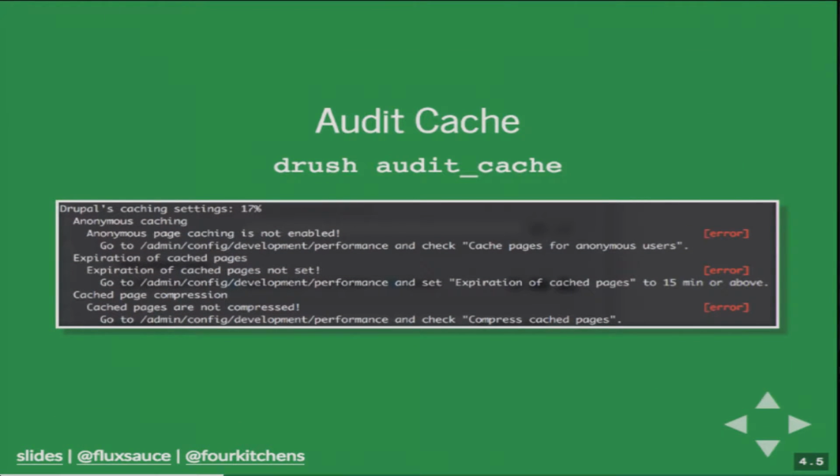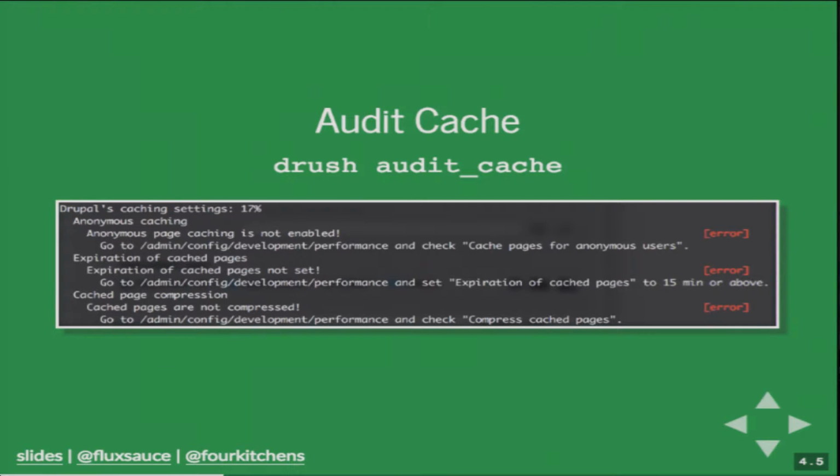So audit cache, this is an example of one of the badly configured sites. Drupal's caching settings, so it'll give you a high-level description of what's being checked. So this is the report, 17%. This is the quantifiable part. It's an arbitrary number based on the number of passes and fails that have occurred and the level of failures they are.